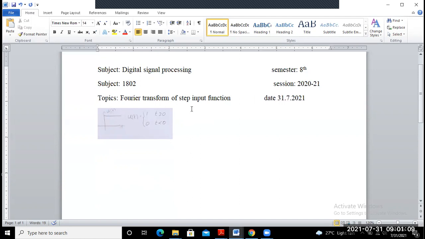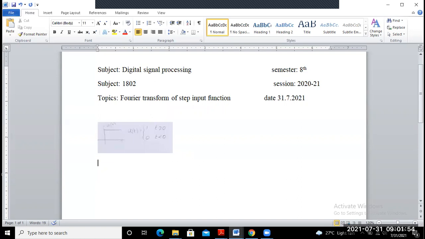You know that the step input function is represented by ut equal to 1 for t greater than or equal to 0, is it not? And for the other values, that means t less than 0, ut is 0. You know the basic definition of this step input function. So we want to find the Fourier transform of a step input function. You know how we can find the Fourier transform of any function.